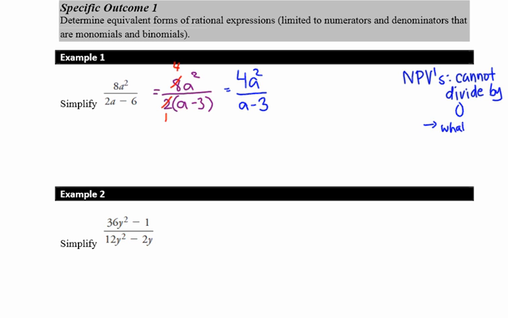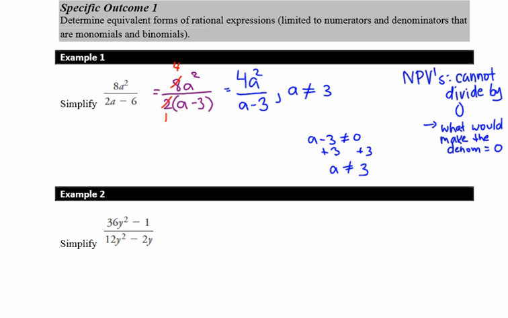What would make the denominator equal to 0? So on this one, is there a non-permissible value? Yes. A can't be equal to what? 3. Yeah, because a minus 3 can't be equal to 0. So if we add 3 to the other side, we get a can't be equal to 3. Okay. So what would make our denominator 0 is our non-permissible value.